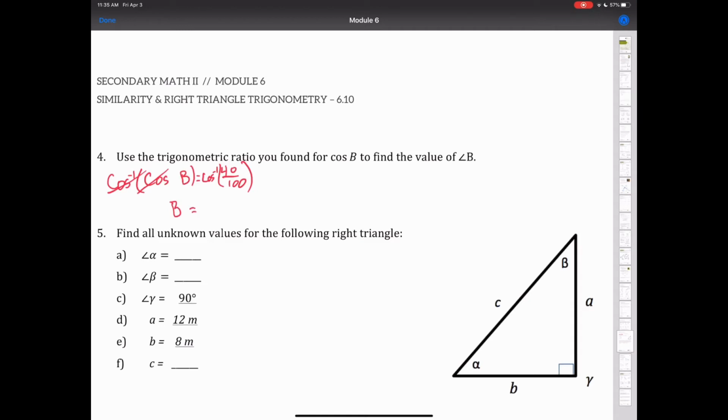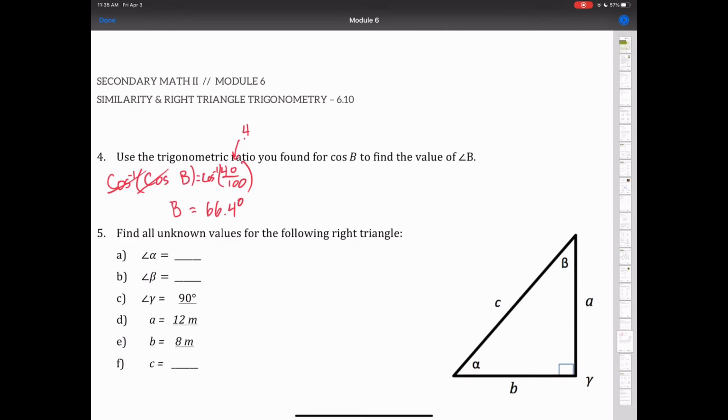On the right side, we're going to put that into our calculators. I know that this is 0.4, so I'm going to say 0.4 in my calculator. And then I'm going to push the cosine inverse button, and I get that B is equal to 66.4 degrees. All right, so that's how you use the cosine inverse. When you have a ratio of side lengths, you can actually find angle measures as well.